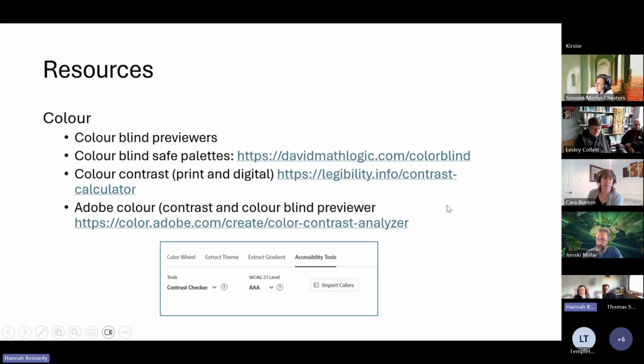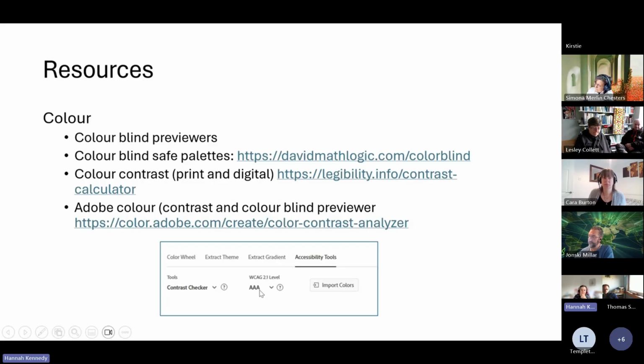Contrast calculators I've already mentioned. So this one here is really good because it does both print and digital, so you can toggle between print and digital for that one. I haven't found another one for print. So that one's really useful. And then if you have the Adobe account, they've got this contrast analyzer, contrast checker. It also has a colorblind preview where you can look only in isolation at the swatches you've selected, and then you can see what they're going to look like.